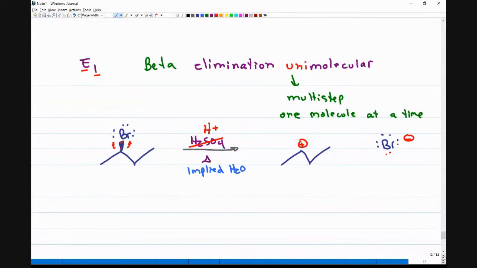We don't care about it. This is what we care about. Water can attack right there. That is an SN1 reaction. Or, equally in competition with SN1, would be the E1 reaction.